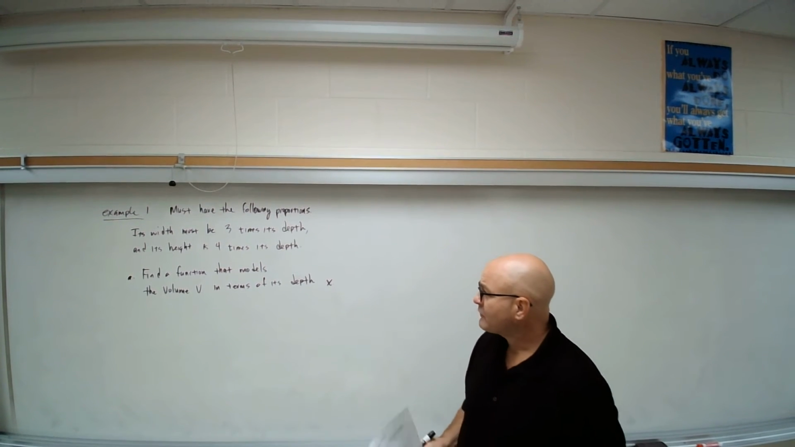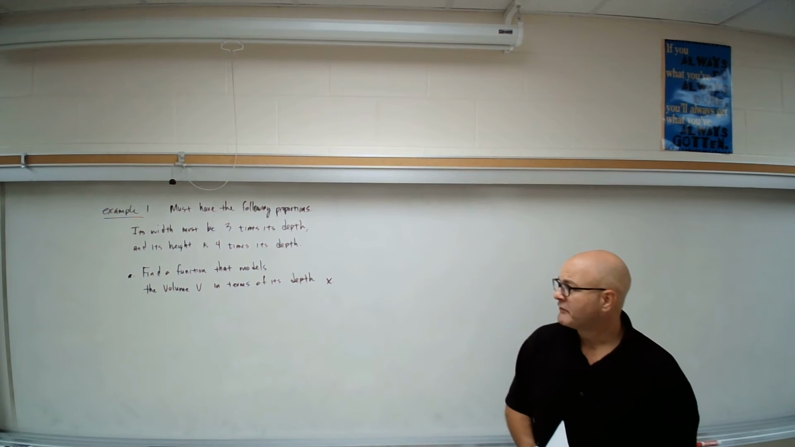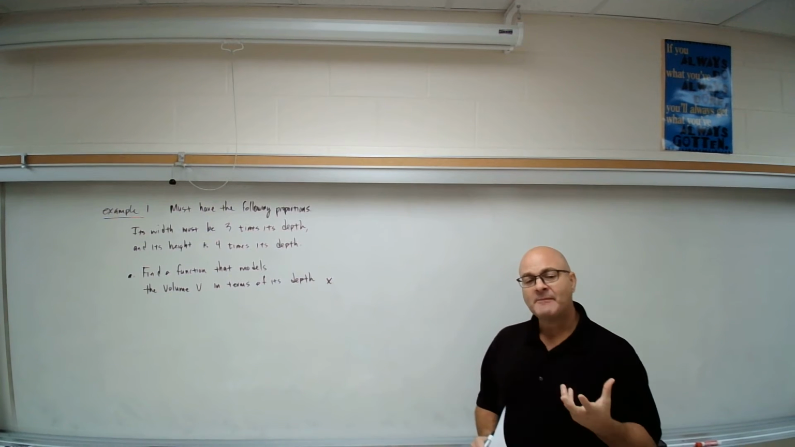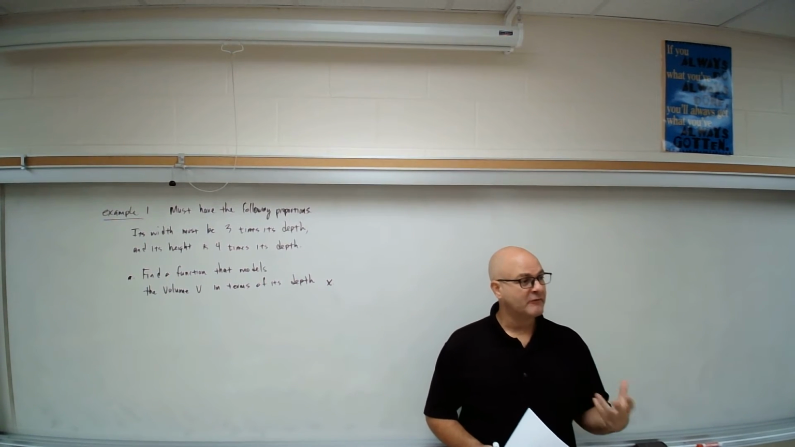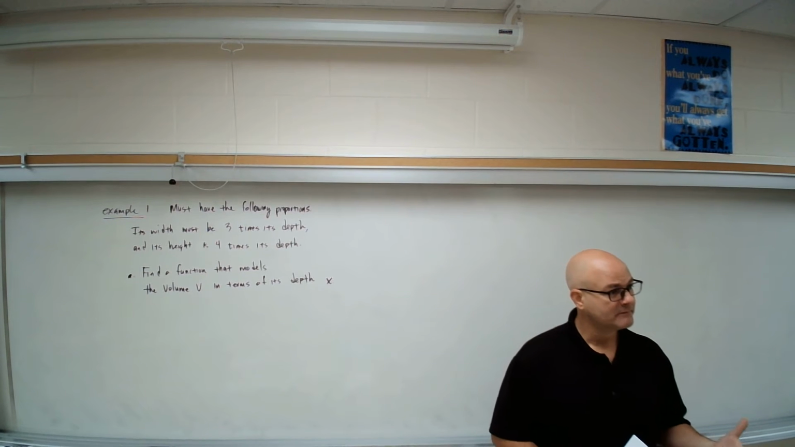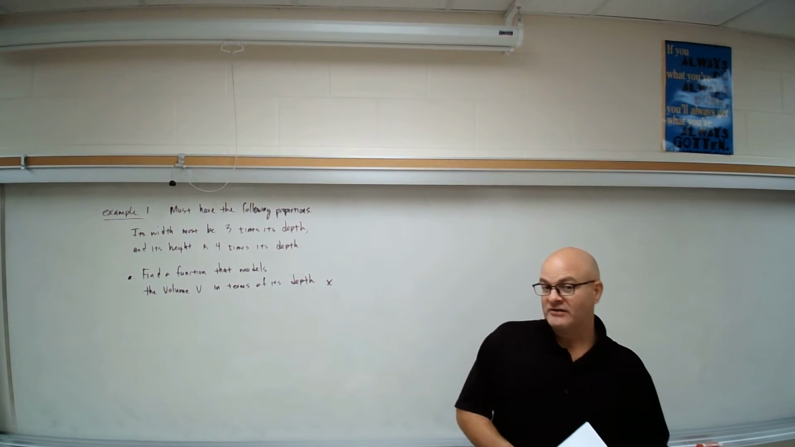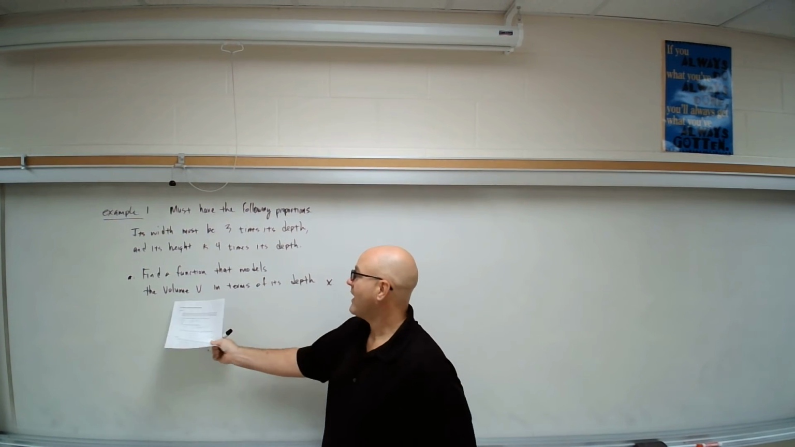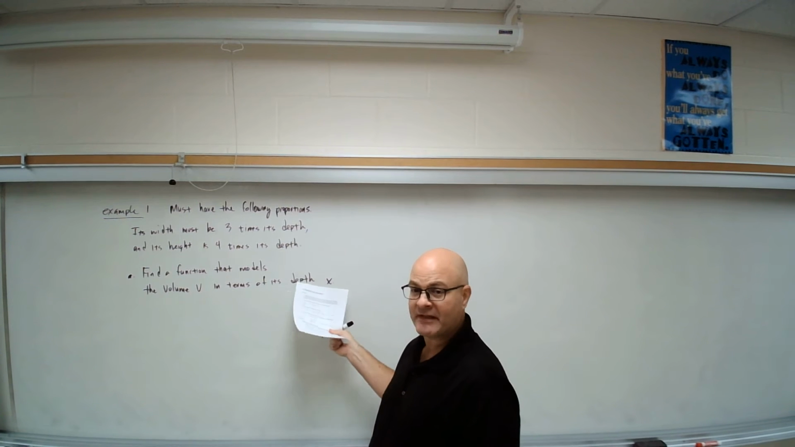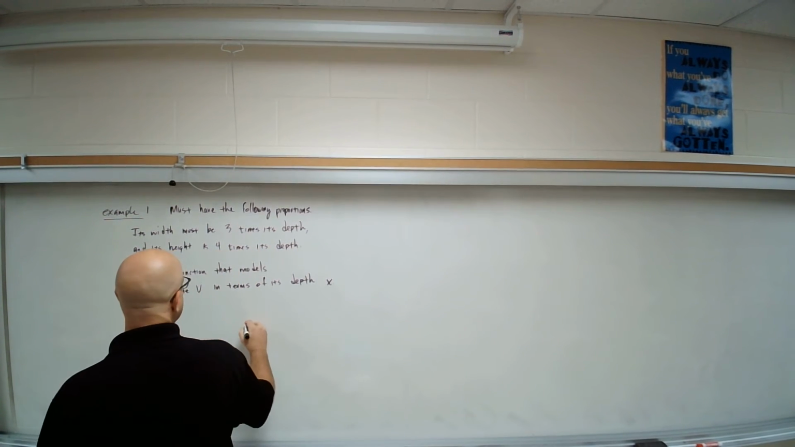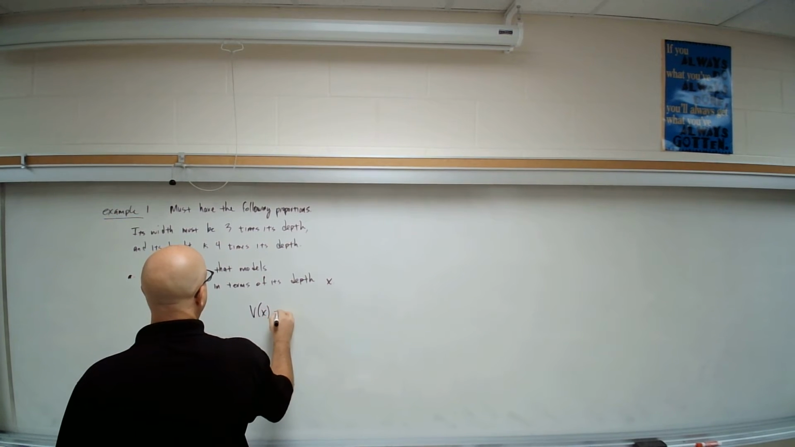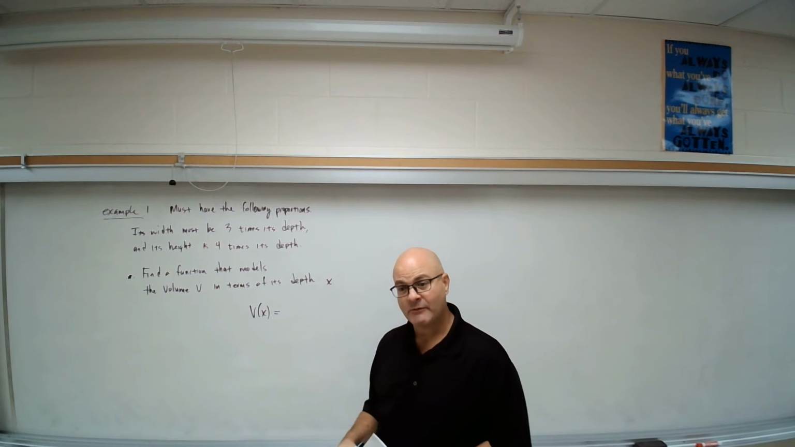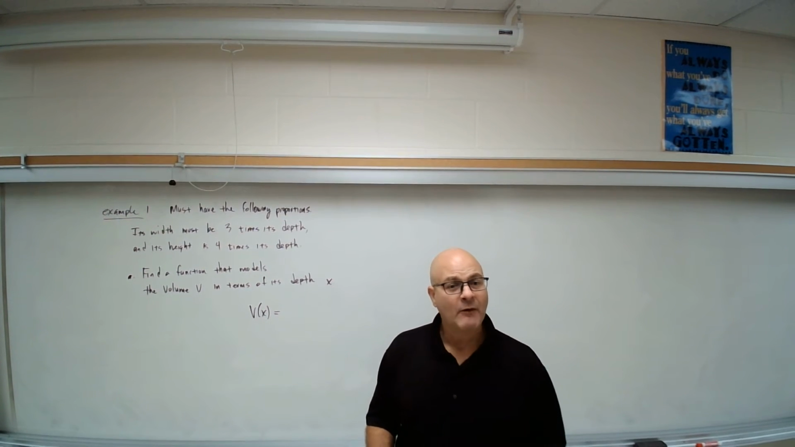So the first question we have here is to find a function that models the volume v in terms of its depth x. If you think back to your function notation, usually when you think of function notation, you think of f of x, correct? Where f is the name of the function and x tells you what the input is. We want to write a function here that models the volume v in terms of its depth x. So for my very start, I would say volume as a function of x. That tells me v is going to be the name of the function, and that x is going to represent my input.